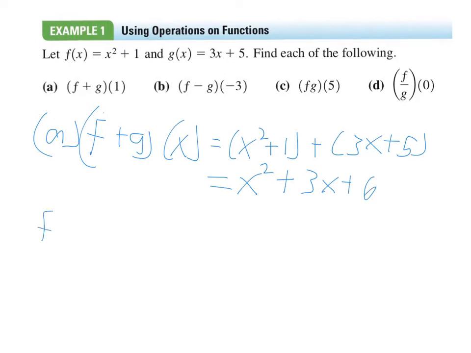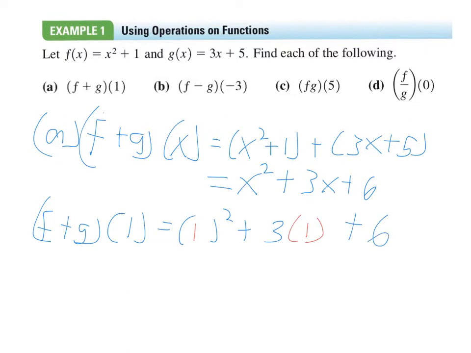So now f plus g of 1 is equal to, instead of x squared, it'd be 1 squared, plus, instead of 3 times x, it'd be 3 times 1, plus 6. So that'd be 1 squared is just 1, 3 times 1 is 3, plus 6, which means f plus g of 1 in this case would be 10.